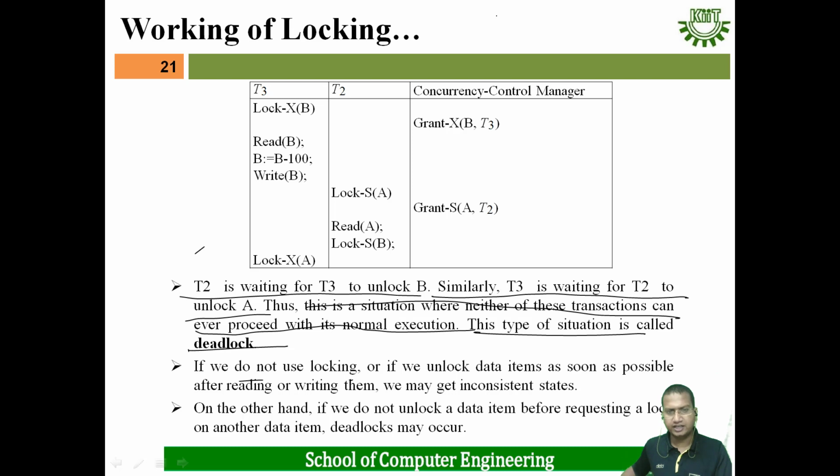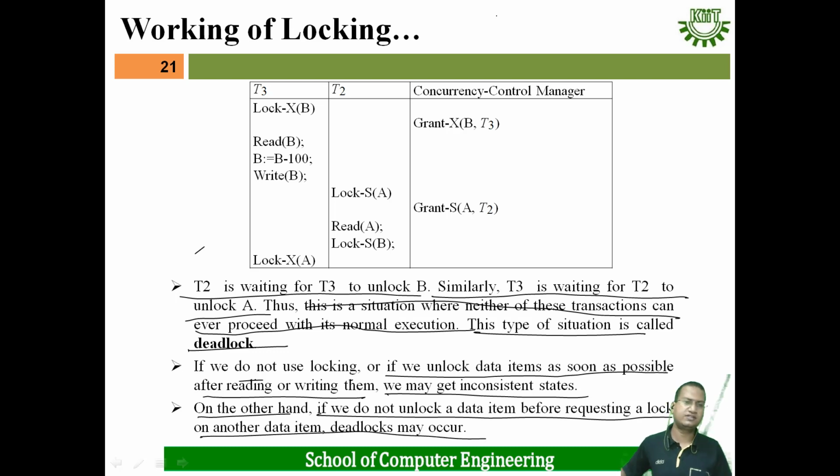If we do not use locking, or if we unlock a data item as soon as possible after reading or writing it, we may get an inconsistent state. On the other hand, if we do not unlock a data item before requesting a lock on another data item, deadlock may arise. That means the basic locking protocol cannot solve the problem of data inconsistency and deadlock. Even if we use this basic locking protocol, sometimes we get data inconsistency, sometimes we get deadlock. That means the incorrect summary problem cannot be solved by this basic locking protocol, and sometimes deadlock happens.